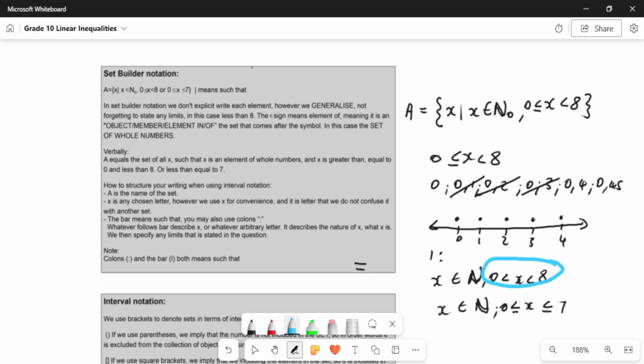Because if you state this here, you're implying that all of these numbers make up the set, but that's not true. It's only these numbers at this point. Remember, if you move slightly, even slightly to the right, you have a fraction. If you move slightly to the left, you have a fraction.